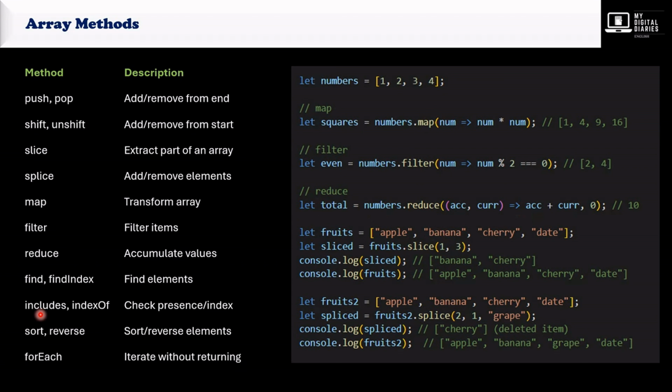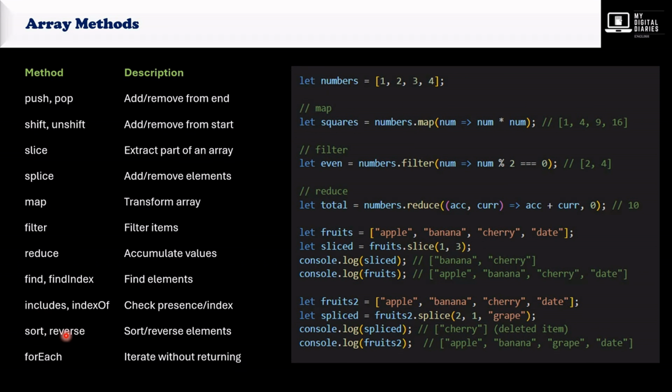Then to find values inside an array, we can use find and findIndex. Find returns the first element that matches the condition, whereas findIndex returns the position of that element. We also have includes and indexOf. Includes checks whether an element exists or not. This is very important, because if you want to check whether an element is present or not, you can use includes. Whereas indexOf tells us the index of that element.